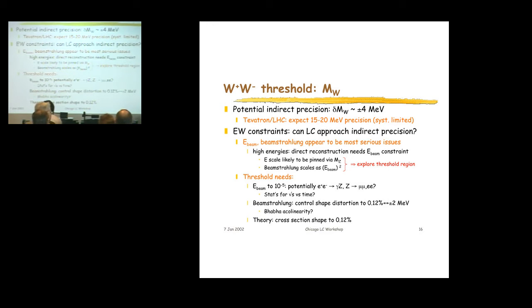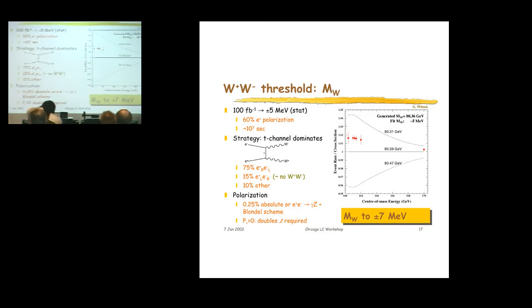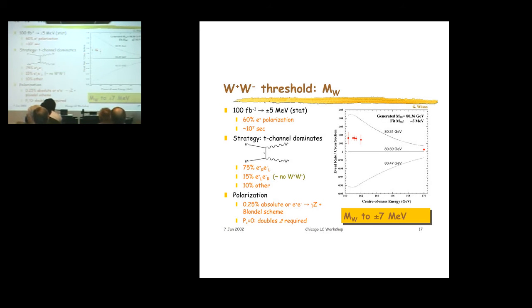You don't really need to get the absolute scale to this level, but you do need to understand the shape at this level. And I guess in particular, trying to deal with the finite width of the W is really a challenge. But we've got a few years. If you can control the beam-related uncertainties, Graham Wilson has done a very nice job of showing that the rest of the experimental issues are essentially under control.